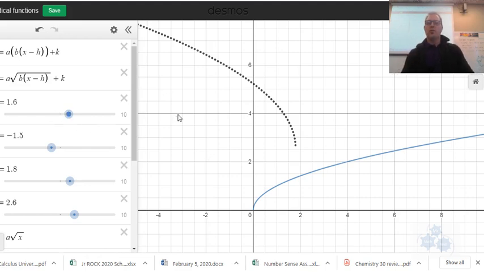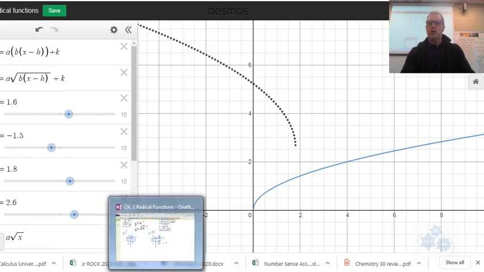In this case, a is 1.6, it's been pulled up. b is negative, so it's been flipped this way. And because b is greater than 1, it's also been compressed in a little bit. h is 1.8, so it's been moved over to the right 1.8. And k is 2.6, so it's been moved up 2.6. And that's what that transformation might look like.